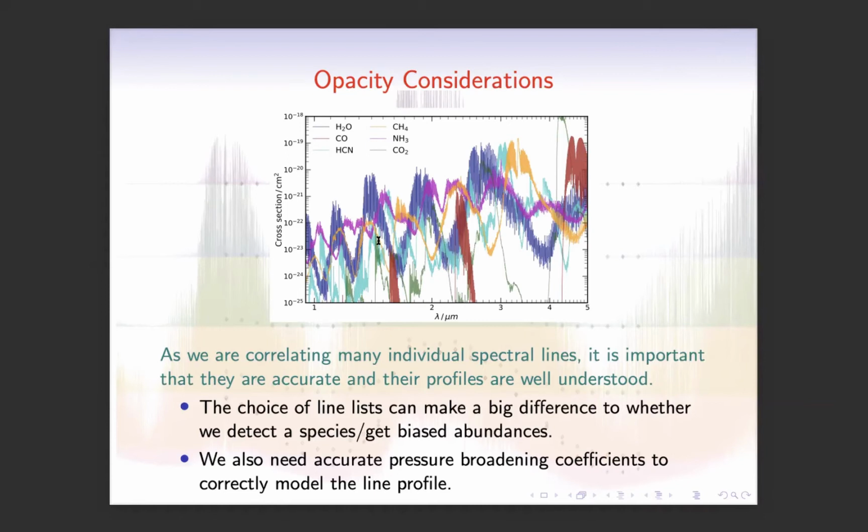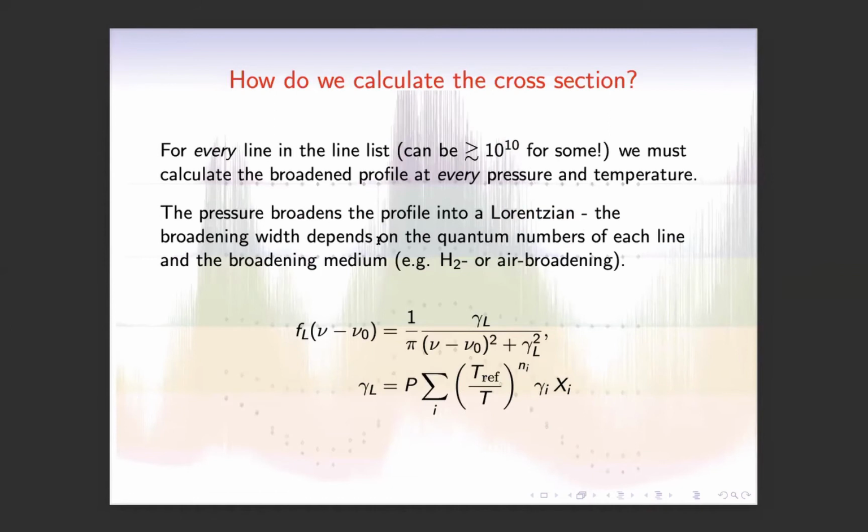And then we also, depending on the various likelihood methods that we use, you can also be sensitive to the line profile. So the pressure broadening and the thermal broadening are all really important to get right. Just very quickly, how do we actually calculate the cross-section of a species? These line list databases basically give you a load of transitions and their transition strengths. And you can work out for each temperature what that transition strength is. And then for each of those transitions, for each of those lines, you're going to have to broaden the profile according to the pressure and the temperature.